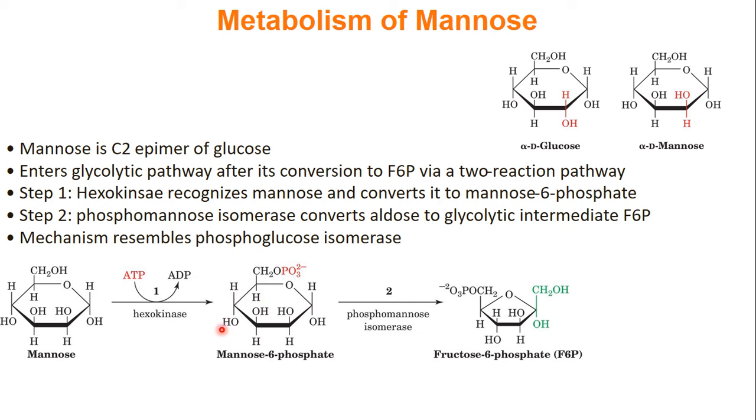Once you have mannose 6-phosphate, the enzyme phosphomannose isomerase will take your mannose 6-phosphate and convert it into fructose 6-phosphate. This mechanism is a lot like the phosphoglucose isomerase mechanism that we discussed earlier. And once you have fructose 6-phosphate, this is ready to go into metabolism.